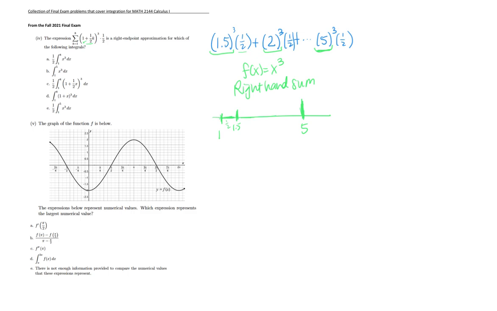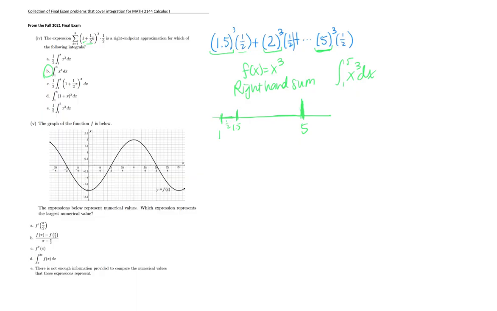So I should end up with this interval from 1 to 5. So I'm doing the integral from 1 to 5 of x cubed dx is what this is approximating. So that will be b.